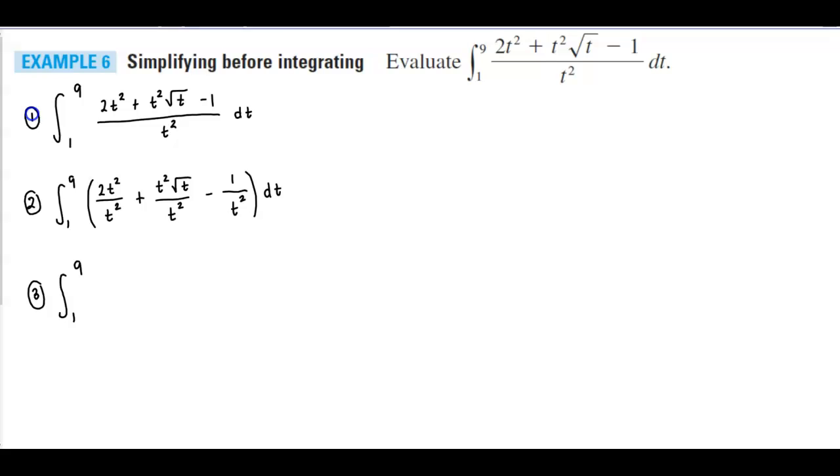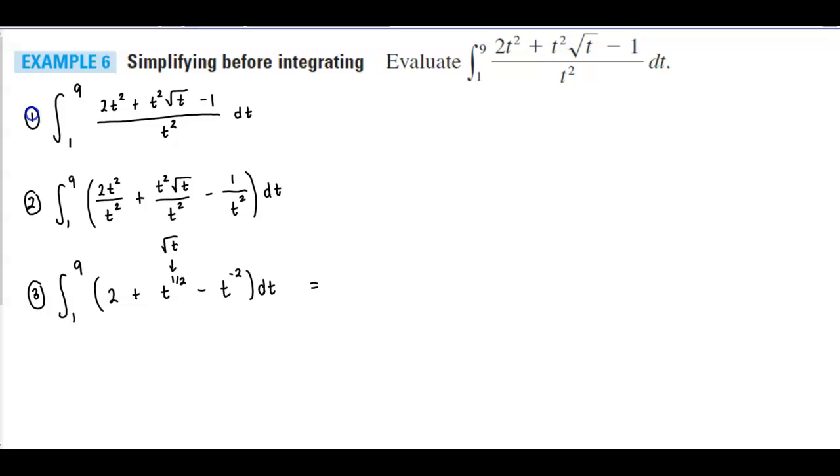So we know that 2t squared over t squared is going to give us 2, plus this is going to become the square root of t, and recall that the square root of t is now going to become t to the 1/2, and then minus, okay, we can rewrite this to be t to the -2 dt. Okay, now that we've simplified, now we can go ahead and integrate.